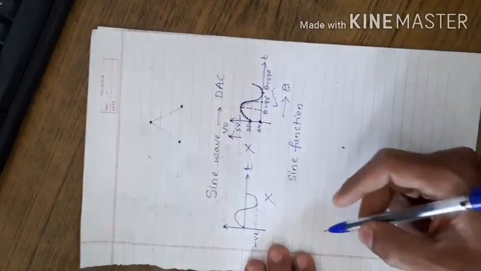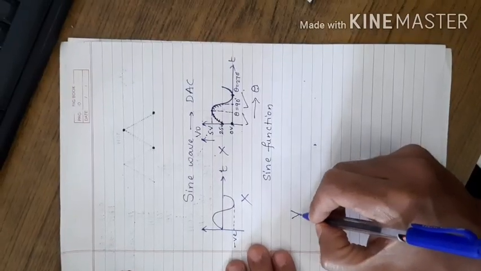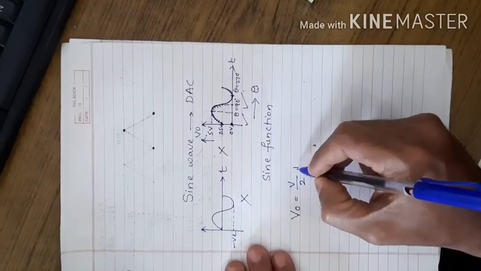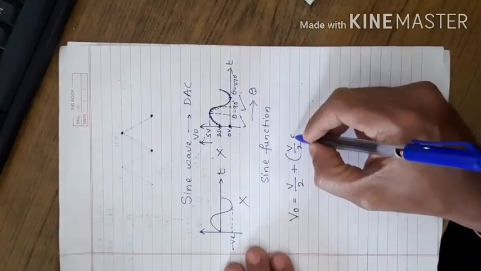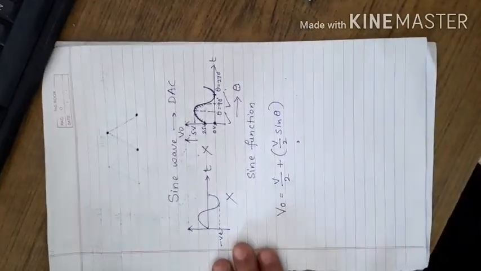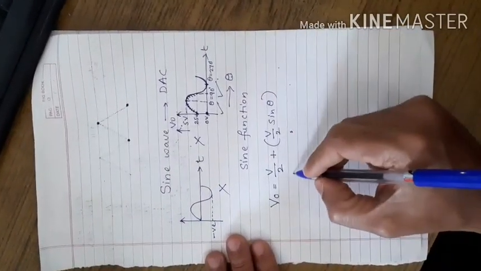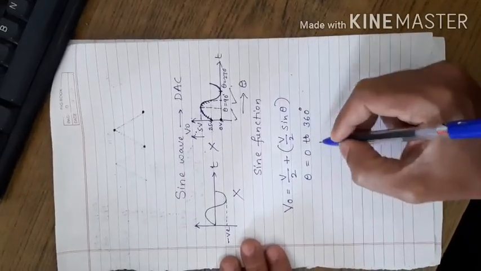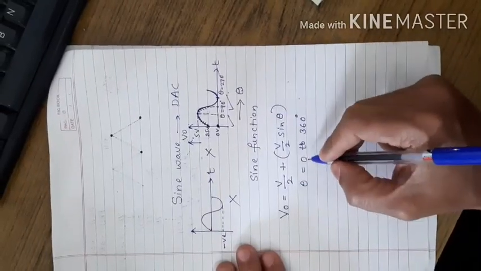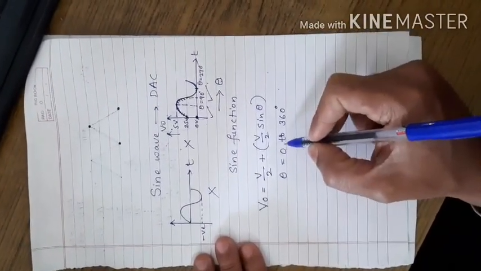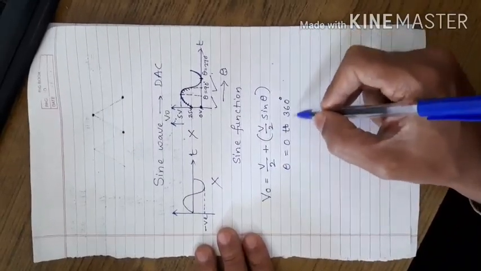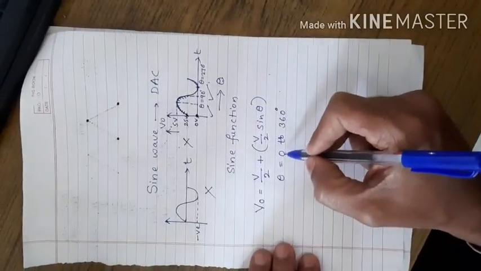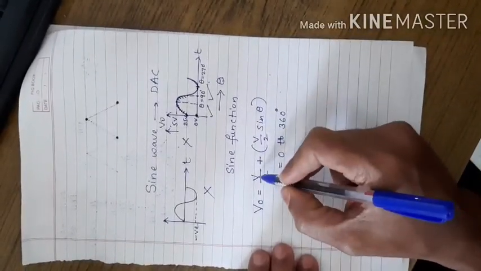This can be achieved by having this particular formula: V0 is equal to V by 2 plus V by 2 into sine theta. Now in this formula, you substitute the value of theta from 0 to 360 degrees, whatever may be the intervals that you have here. If you have a large number of intervals, you will have a smoother sine wave. If you have fewer intervals, you will have an intermittent sine wave.